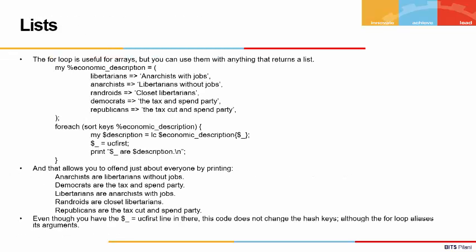And there is also something called a list. It's not very different from that, but it's about how you are actually using the loop. For example, the for loop is useful for arrays, but you can use it with a list. For example, you have the list. As you can see here, this is a hash variable.